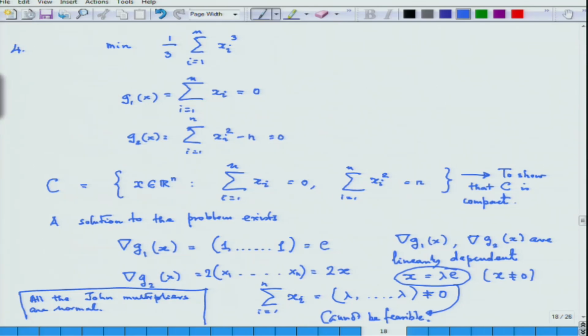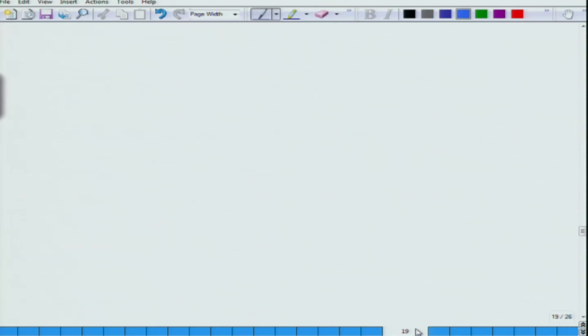Now we will go to our next study, the quasi-Newton method, which we had been postponing for quite some time, in the next class.